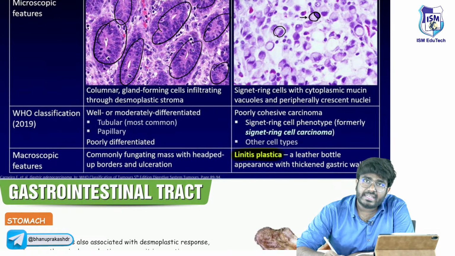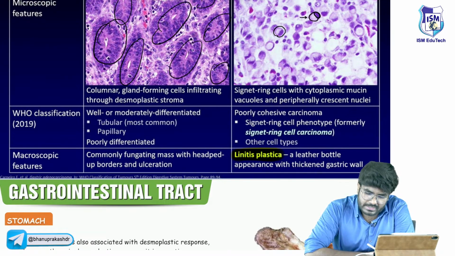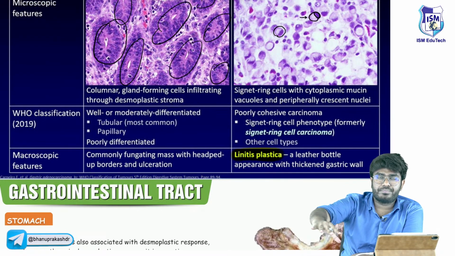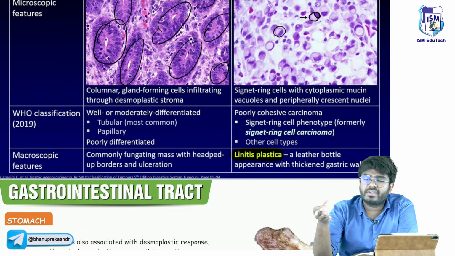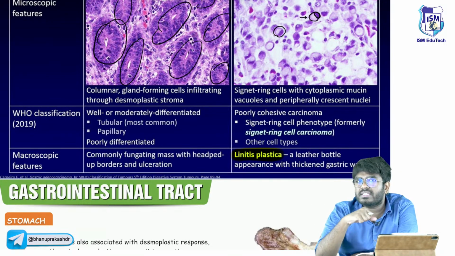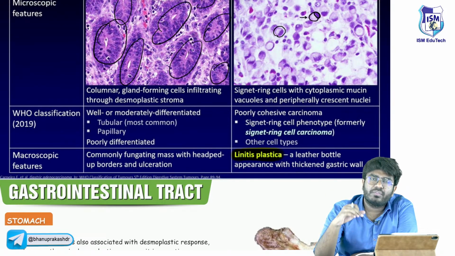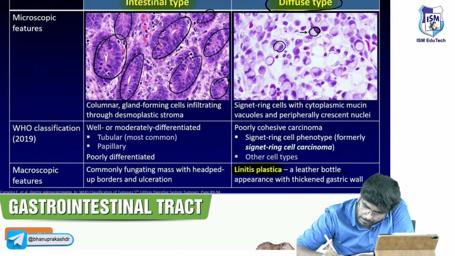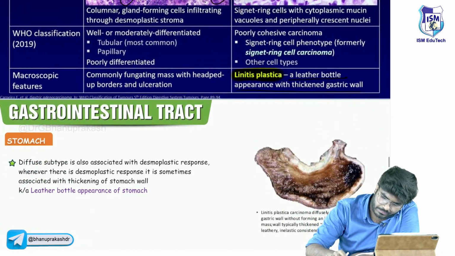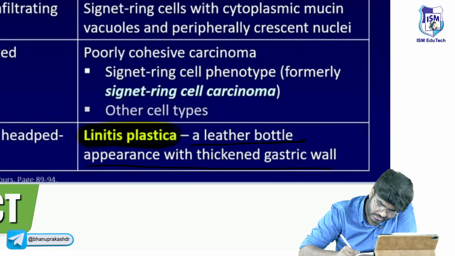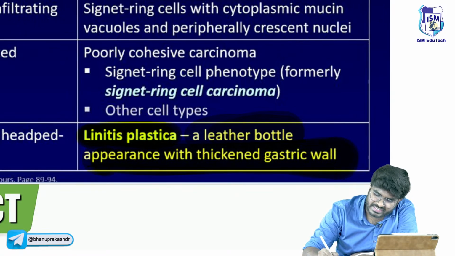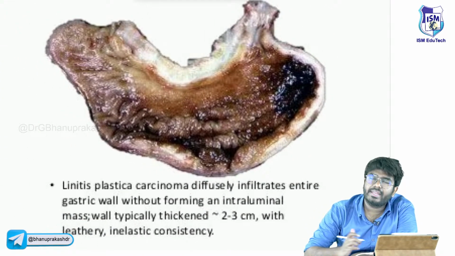So what exactly is this Linitis plastica? Linitis plastica means diffuse infiltration, so all the layers are going to be affected: mucosa, submucosa, muscularis, serosa, all these layers, the cancerous cells are invading. In the diffuse type, the stomach is going to look like a leather bottle. The patient is going to have a leather bottle appearance with a thickened gastric wall. The gastric wall is thickened because of the infiltration of cancer cells. So this is what exactly Linitis plastica looks like.